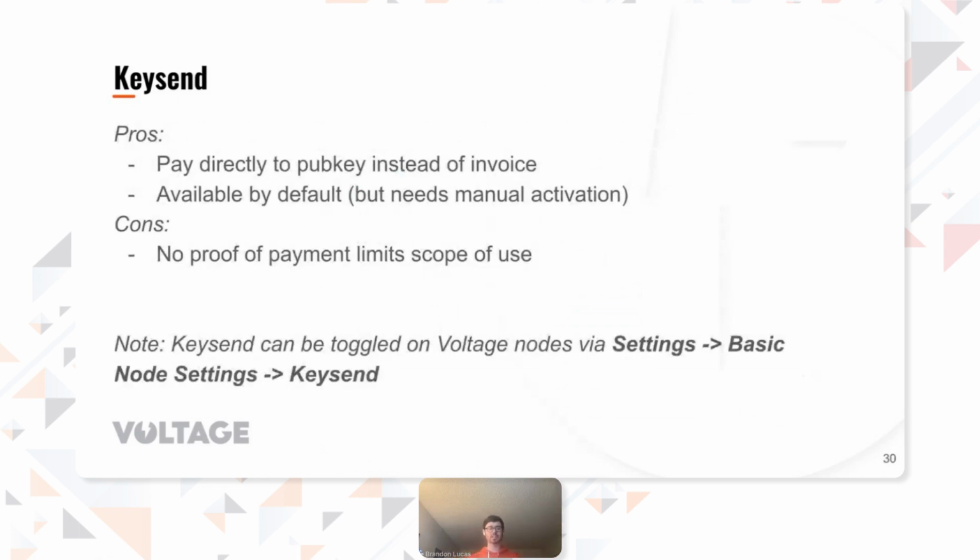So some pros with Keysend: you pay directly to a pub key instead of an invoice. So, maybe smoother UX. It's available by default on most Lightning implementations, but it needs manual activation. So for those of you running a Voltage node, you can enable this if you're logged into Voltage by going to the Settings tab, clicking Basic Node Settings, and then toggling Keysend on. Some cons to this, like we talked about, there's no proof of payment with Keysend. So you kind of just have to use the donation model for this, or the value for value model. Yeah, it's not really suitable for things where you require payments.